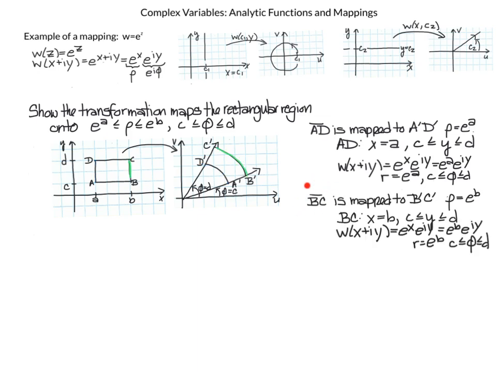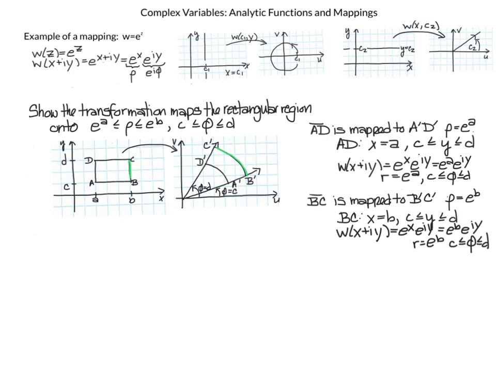Similarly, we can show that the line BC, here in green, is mapped to the arc B prime C prime in the UV plane, with rho, the radius, equal to e to the b. Looking at the line BC, x is equal to b, and y varies between c and d. Again, looking at w, x plus iy is equal to e to the x, e to the iy. This means it is equal to e to the b, since x is equal to b, times e to the iy, where y varies between c and d.